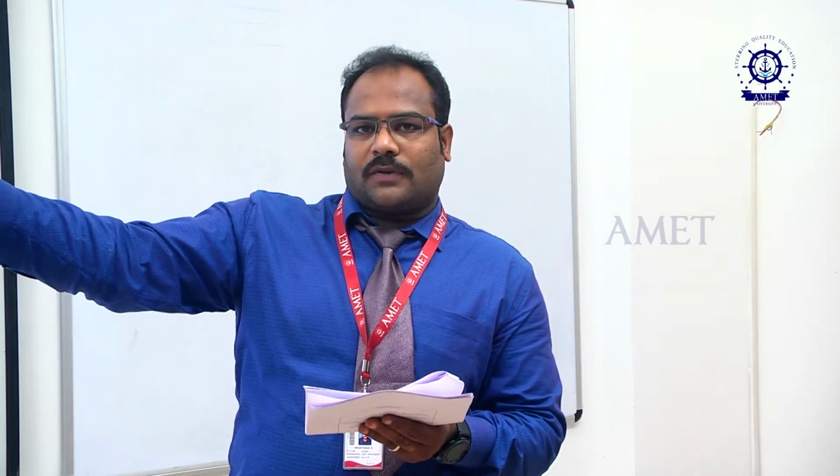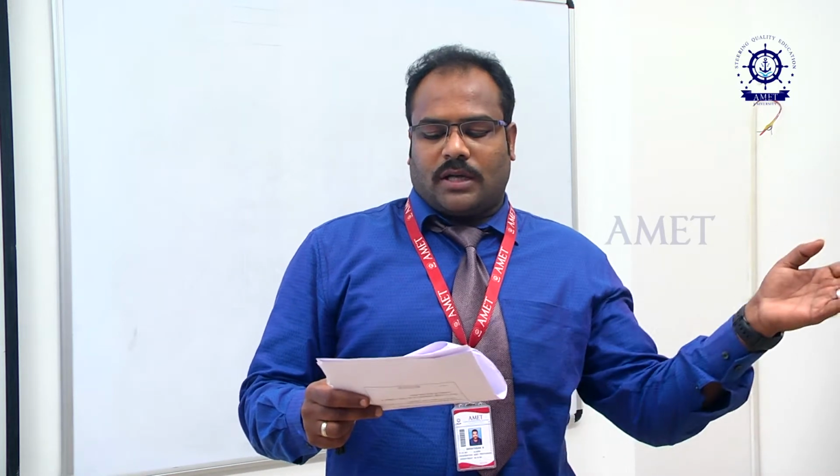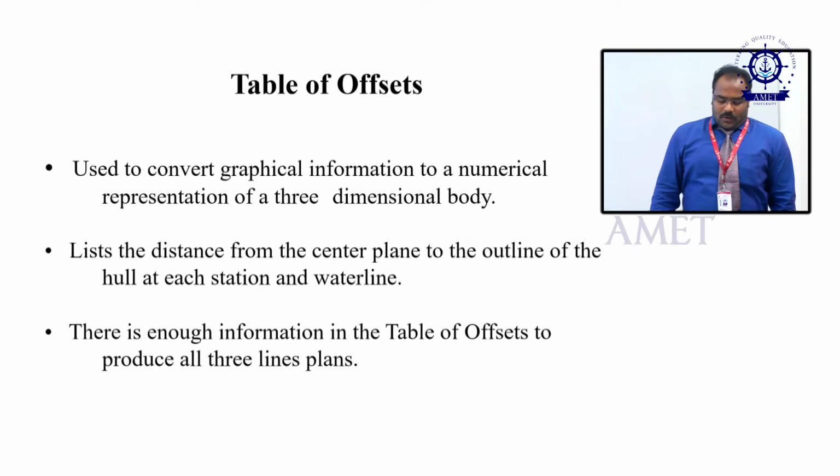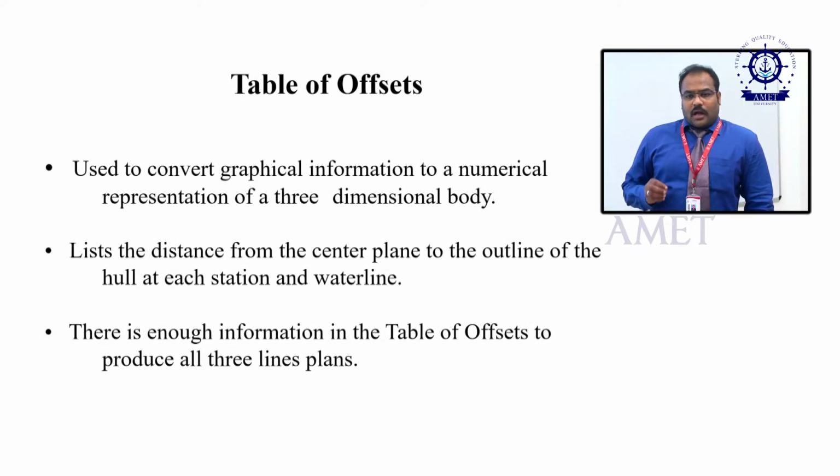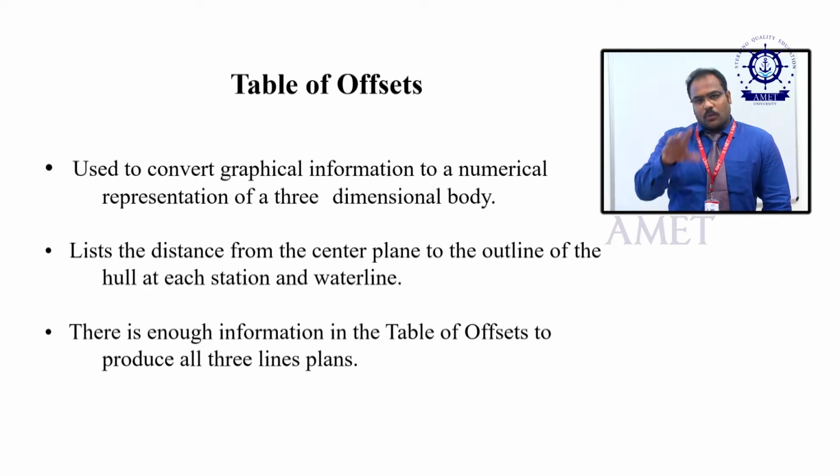Now, from the midship, the forward part is called the fore sections. From the midship, the aft is called the after sections. So the table of offsets is used to convert the graphical information of a three-dimensional body into a numerical representation. That means what is the value on the X axis, what is the value on the Y axis, what is the value on the Z axis. I put it in one single table; that numerical representation of the graphical lines is the table of offsets.